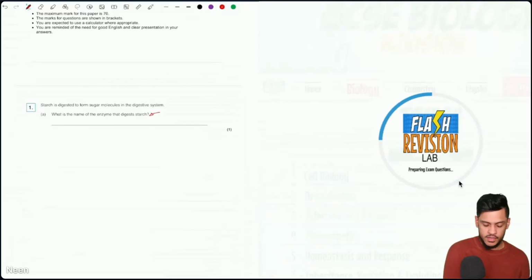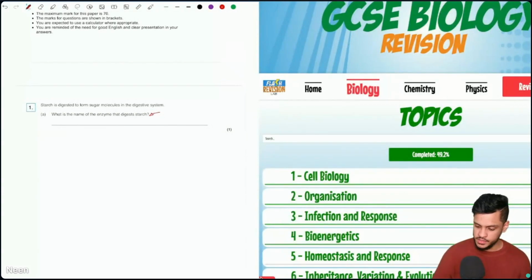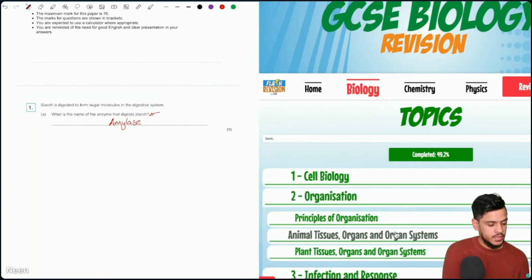What digests starch? Thank you, Abhishek. Thank you, Abby. Amylase. You can say protease, not protease, sorry. You can say carbohydrates as well if you want. But the one specifically for starch is amylase.